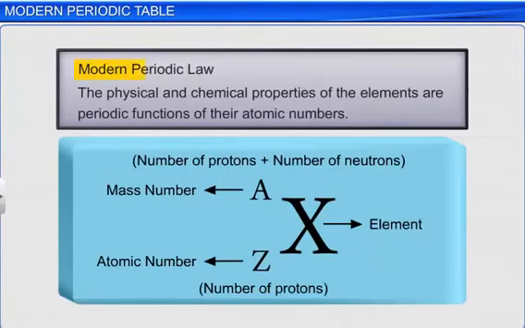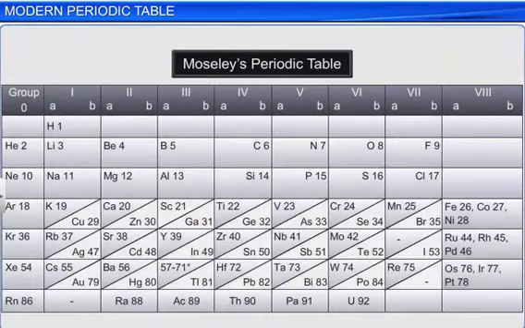According to modern periodic law, the physical and chemical properties of the elements are periodic functions of their atomic numbers. This means that if the elements were arranged in order of their increasing atomic numbers, elements with similar properties would repeat after certain regular intervals.